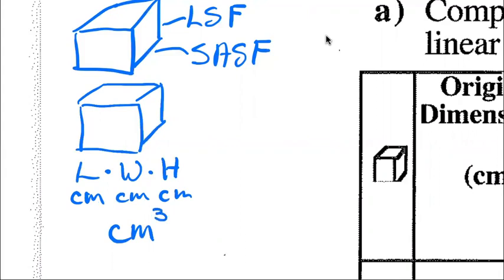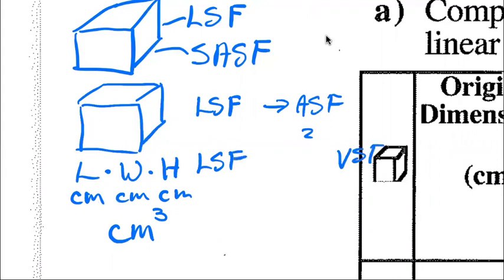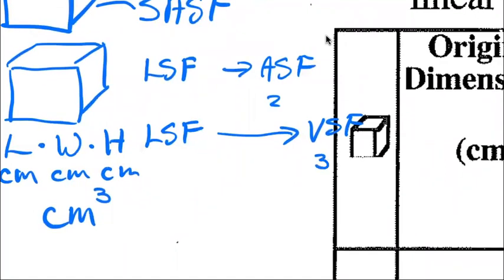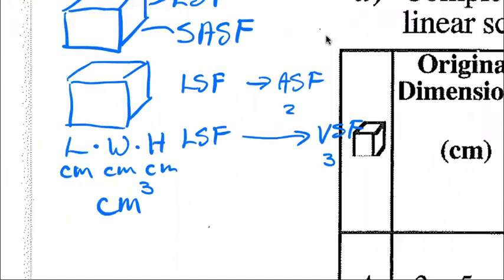So if I know that I go from linear scale factor to area scale factor by squaring, how am I going to go from linear scale factor to volume scale factor? Hopefully you think, well, maybe I just cube it. Well, let's have a look.